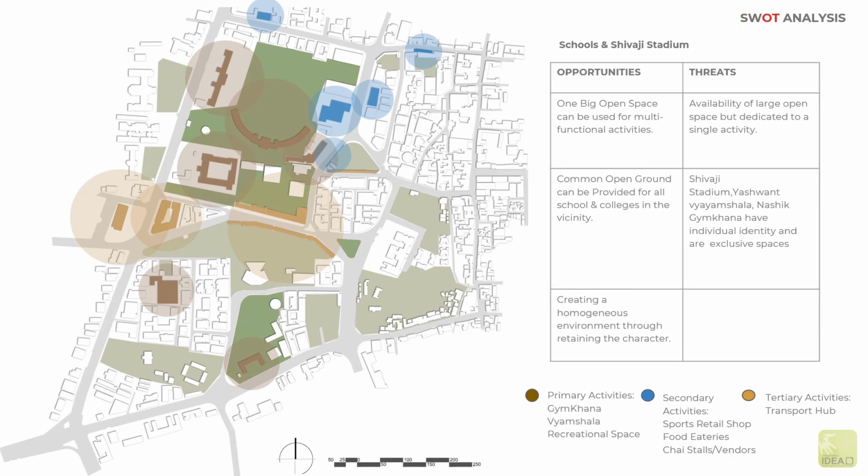Opportunities are: one big open space can be used for multifunctional activities. Common open ground can be provided for all schools and colleges in the vicinity, creating a homogeneous environment by retaining the character. Threats are: there is an availability of large open space, but it is dedicated to a single activity. Shivaji Stadium, Yashwantrao Vyayamshala, Nashik Gymkhana all have an individual identity and are all exclusive spaces.